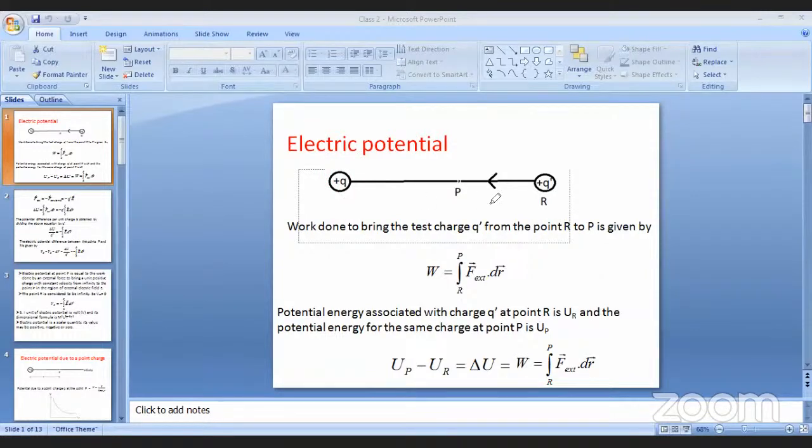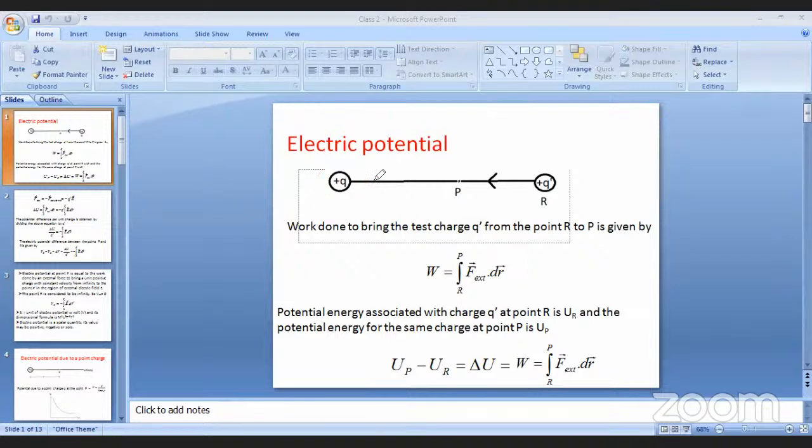And what I am doing is I am bringing another charge plus Q prime, which is also a positive charge, and I am going to call it Q prime. I'm going to bring this charge Q prime in the field of this source charge. I'm going to move this charge. We can call it a test charge. So this Q prime charge, we are going to move it in the field of this charge plus Q.